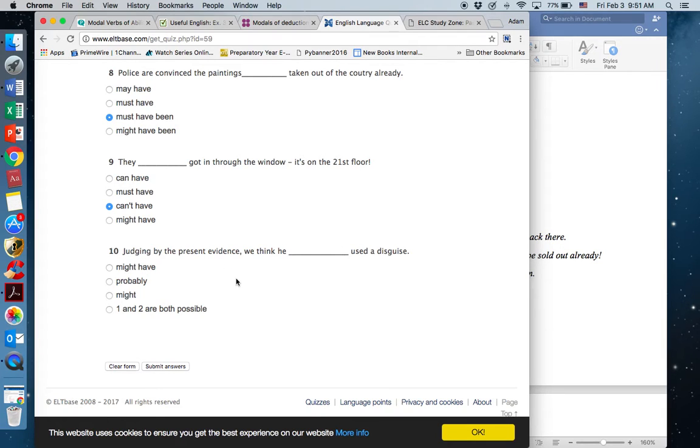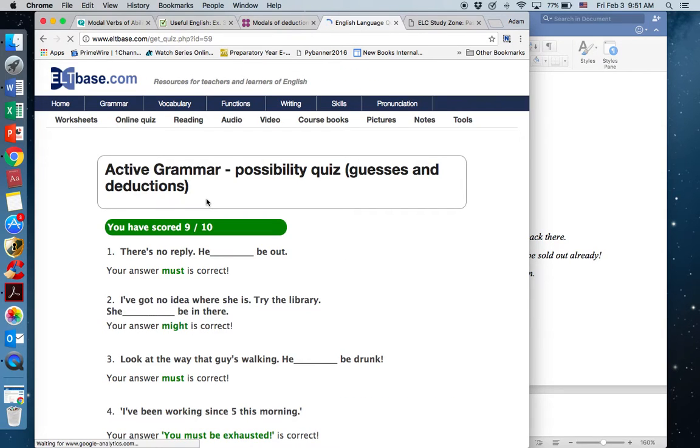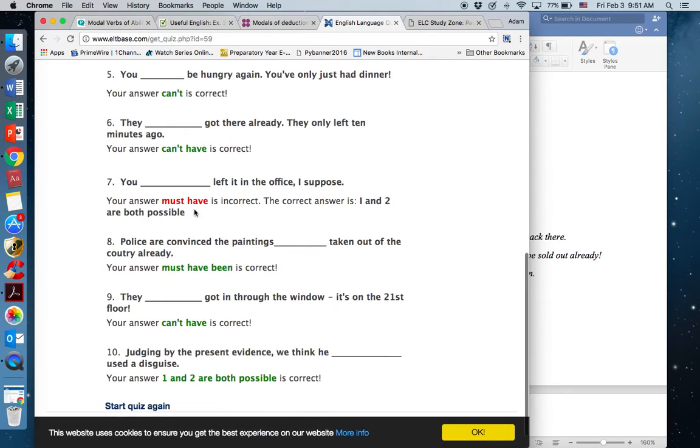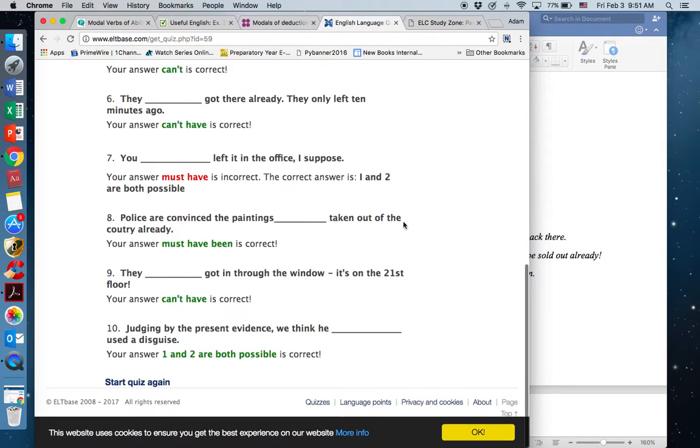Judging by the present evidence, we think he might have used a disguise. I suppose 1 and 2 are possible. We think he might have, or he probably used a disguise. Okay, let's see if we got those correct. What did we get wrong? Must have was, oh, okay, anyway. Let's look at that one again, number 7.